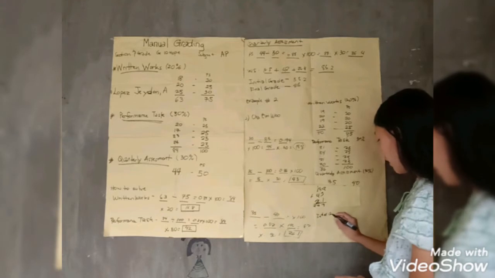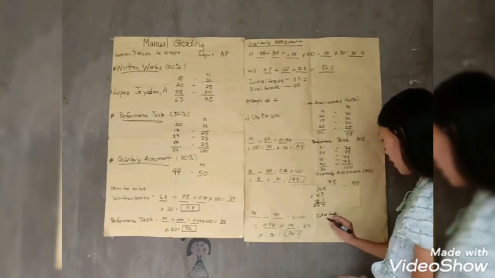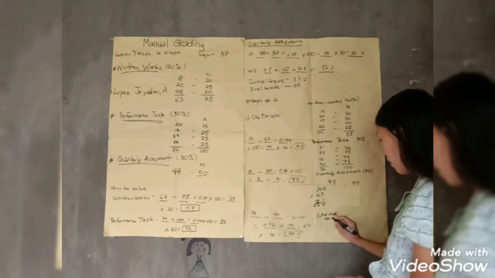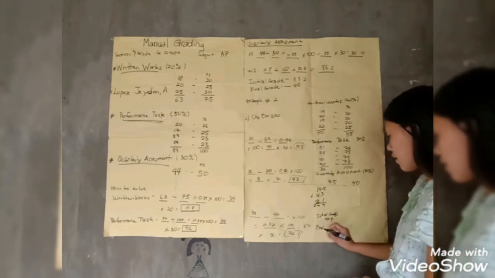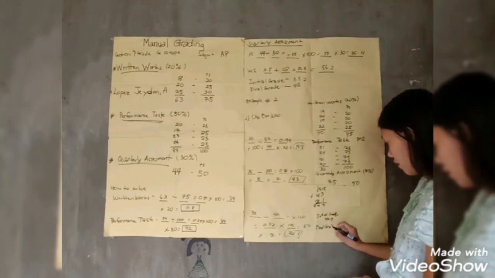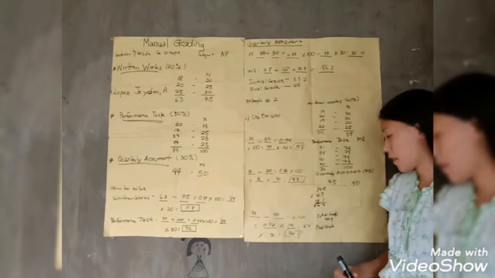His initial grade is 87.9, and for his final grade, 87.9 we will round up, so it will become 88.